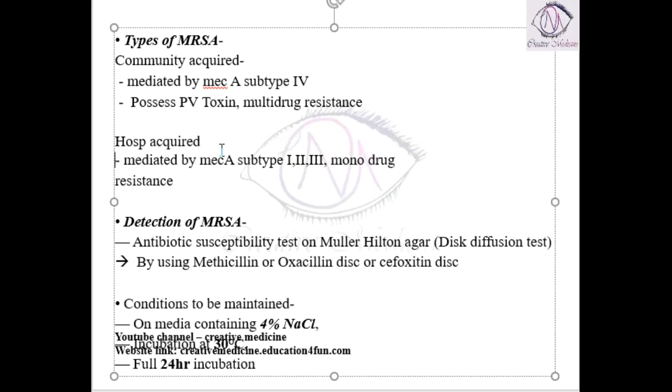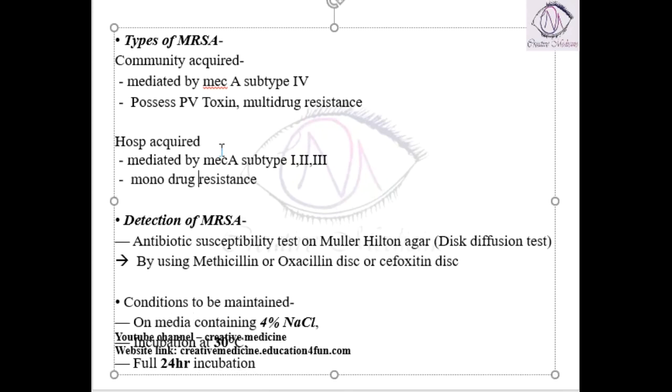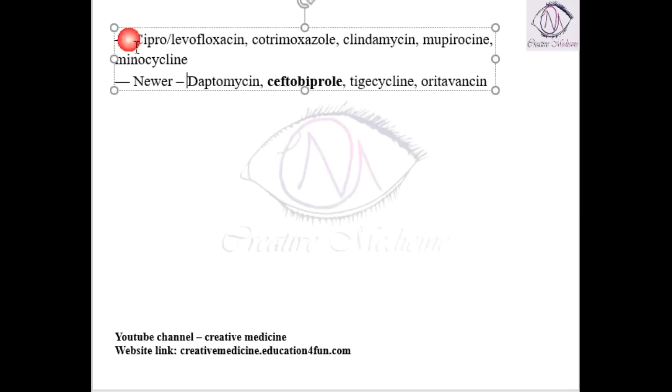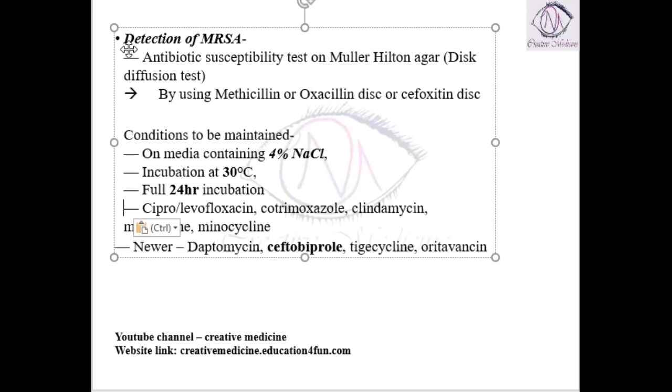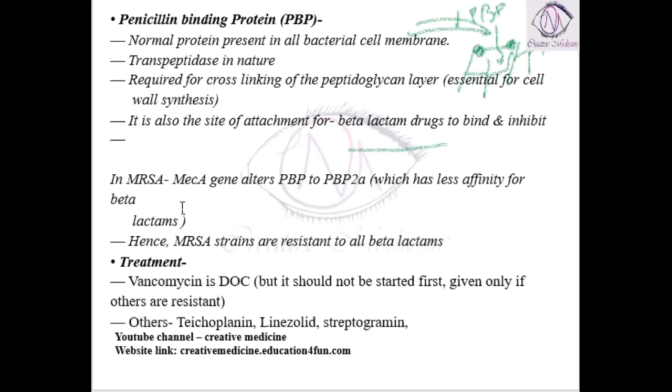This hospital-acquired methicillin-resistant Staphylococcus aureus is mediated by subtype 3. Subtypes 1, 2, 3 are hospital-acquired, whereas subtype 4 is community-acquired. Hospital-acquired is responsible for monodrug resistance. Now, these are the two types of methicillin-resistant Staphylococcus aureus.